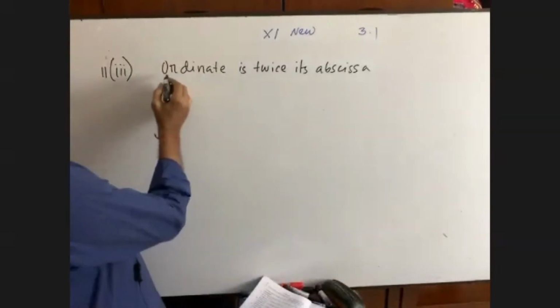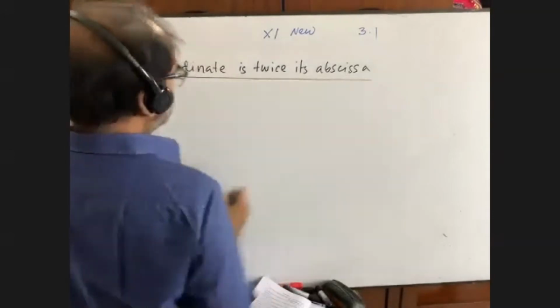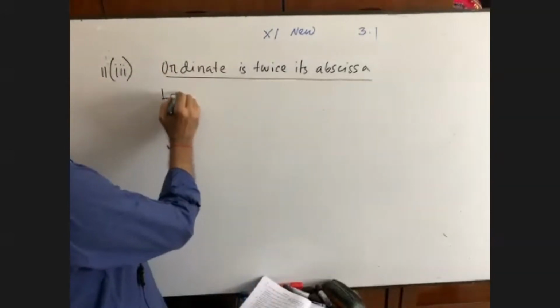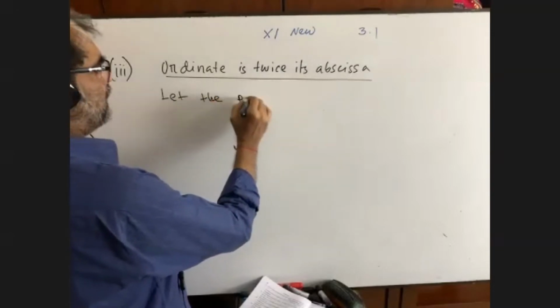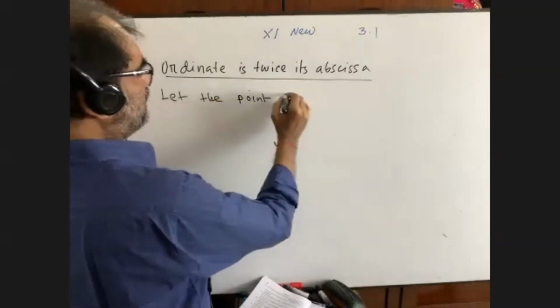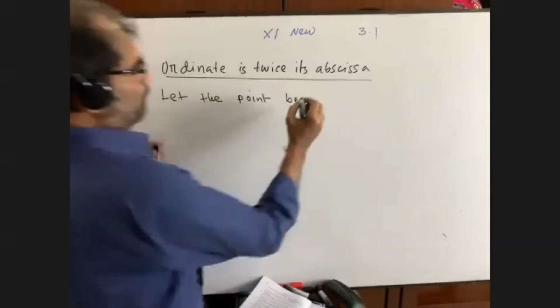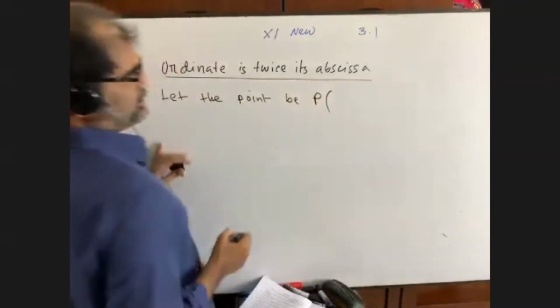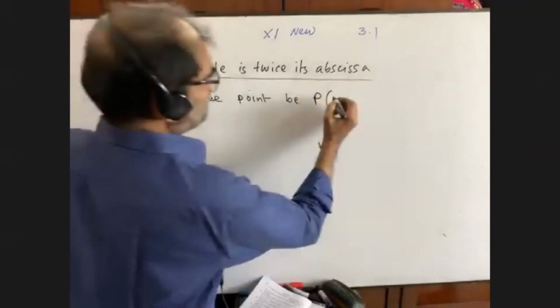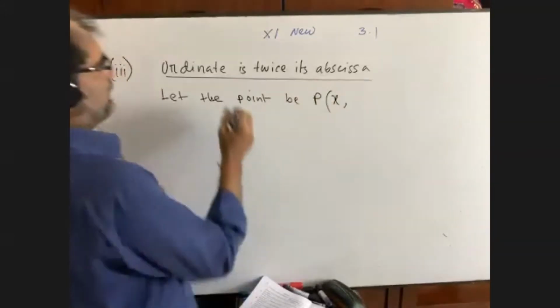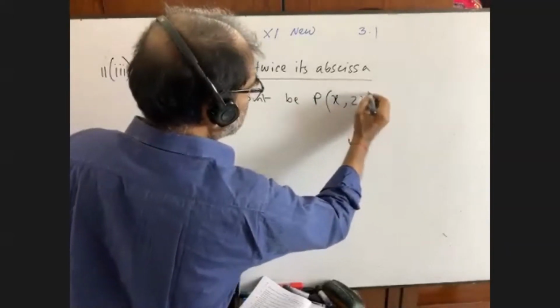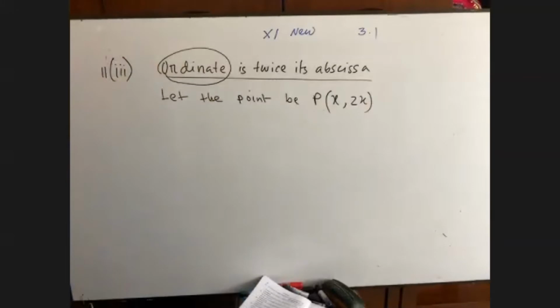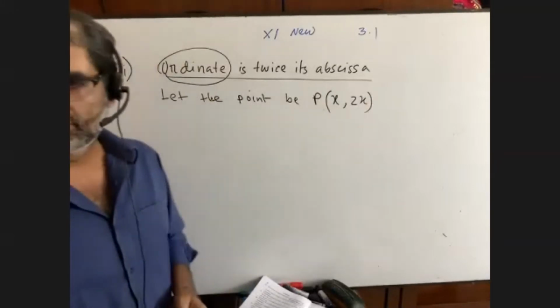Let the point, it is not to be written in the exam hall. You write down, let the point be. What is abscissa? Abscissa is x. If abscissa is x, then definitely ordinate will be twice x. It is written that ordinate is twice its abscissa. So I have found the point x comma 2x.